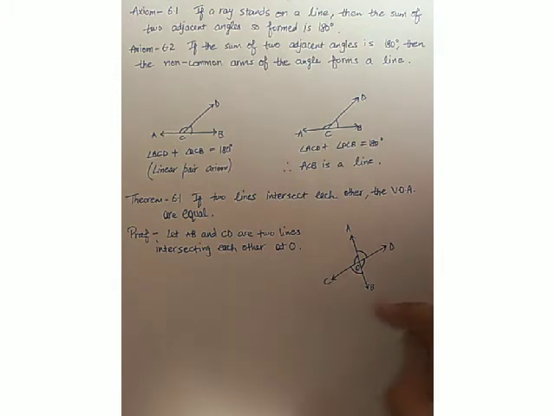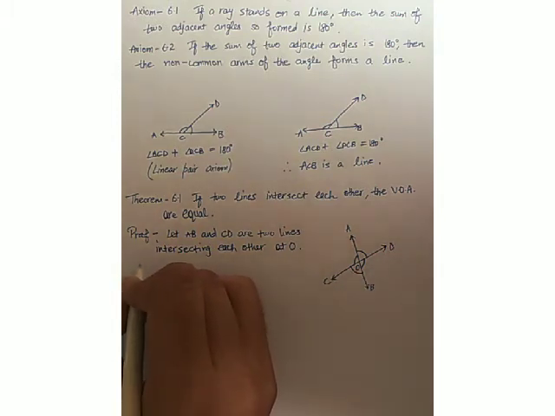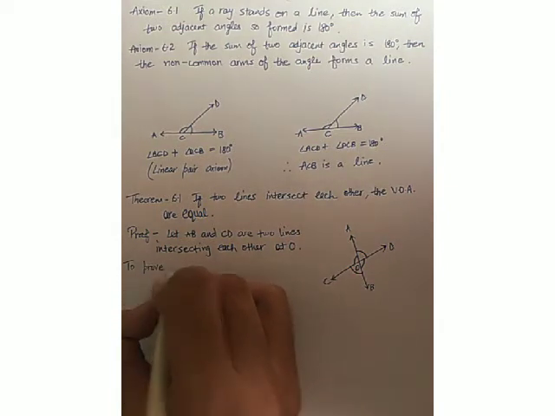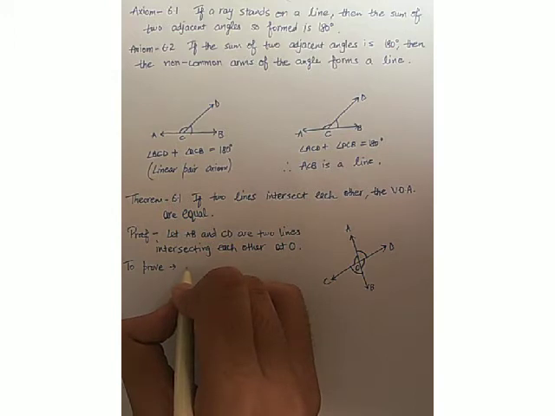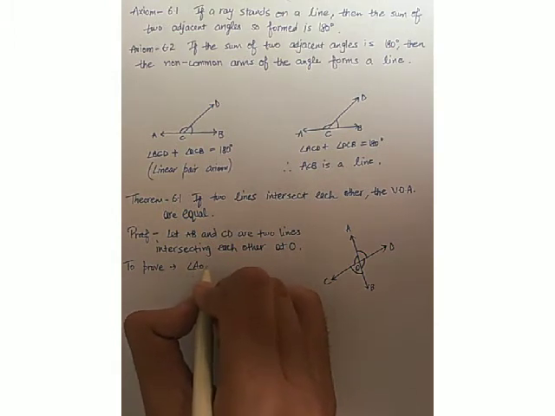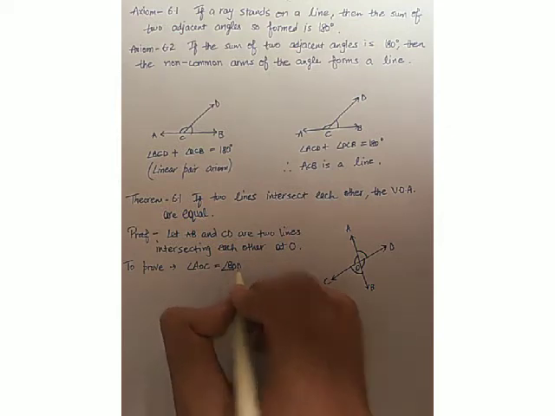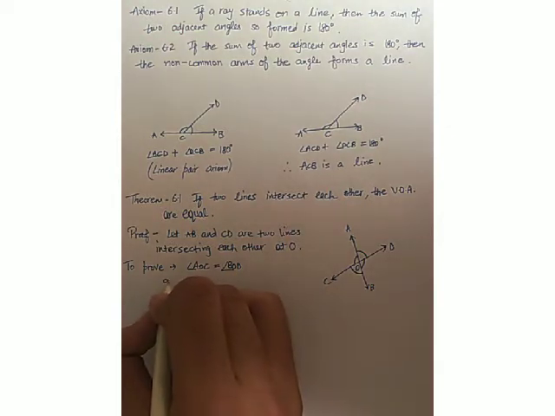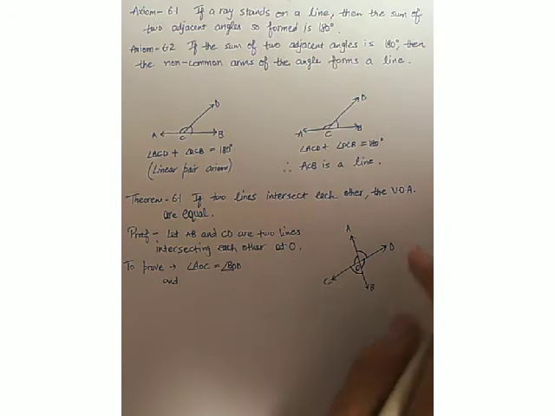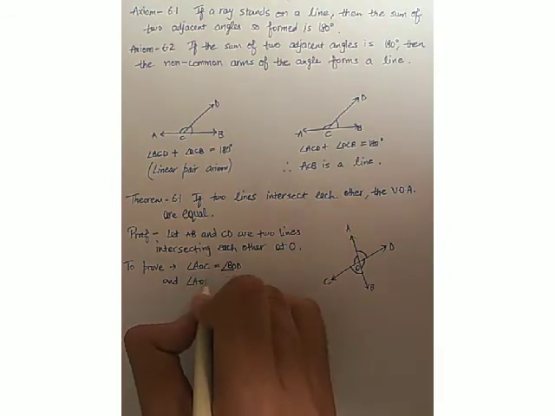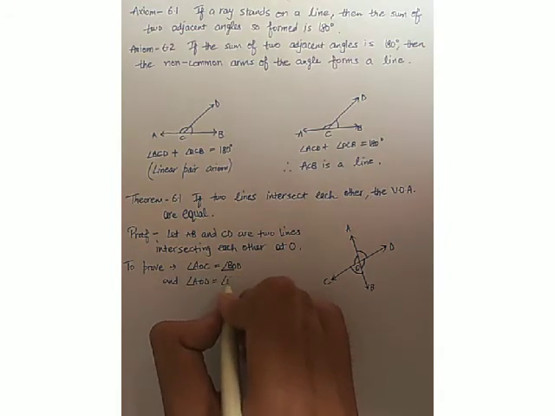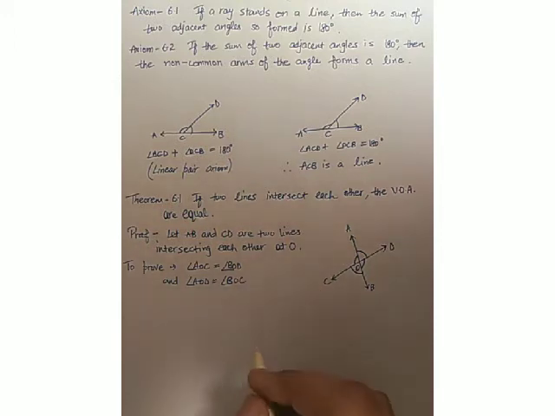Now here are two lines. Firstly, suppose line COD. What we have to prove? So firstly write, to prove: angle AOC is equal to angle BOD, and AOC and BOD are done. So now angle AOD is equal to angle BOC. This thing we have to prove.